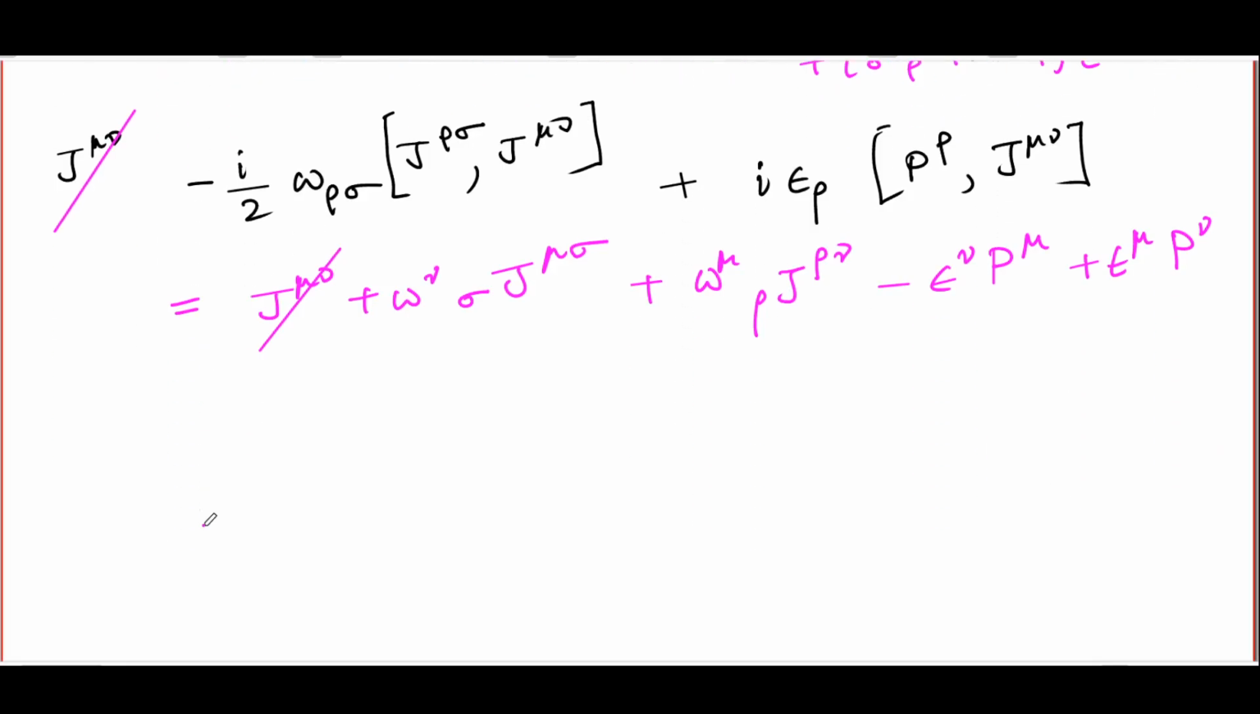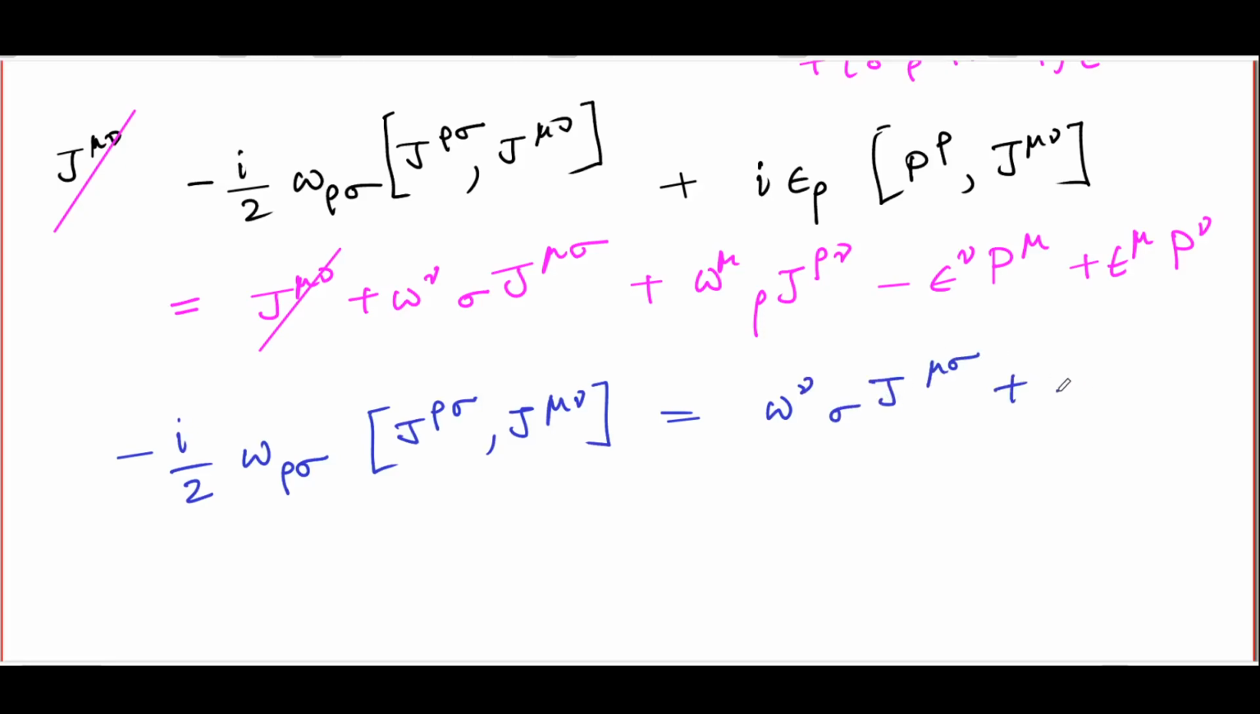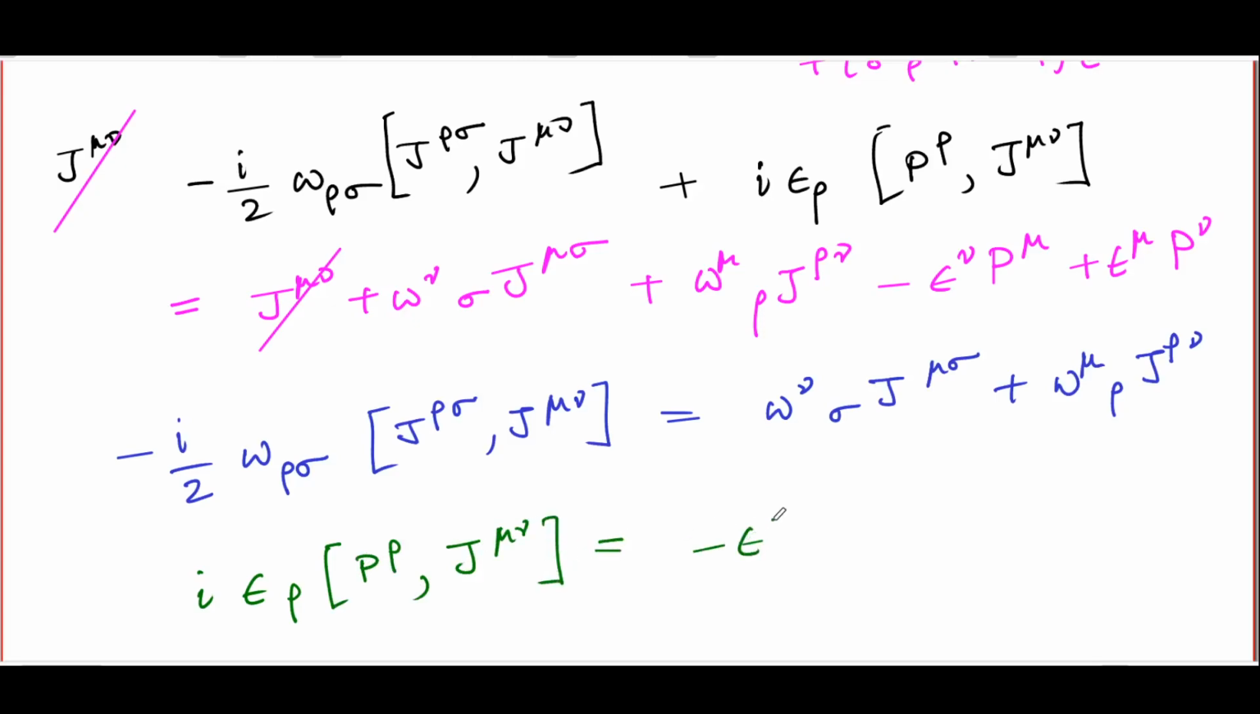So what you conclude from here is you are going to get minus i by 2 omega rho sigma times this commutator equals omega nu sigma j mu sigma plus omega mu rho j rho nu. And the other term that you're going to get is i epsilon rho times the commutator of P rho and J mu nu will be minus epsilon nu P mu plus epsilon mu P nu.